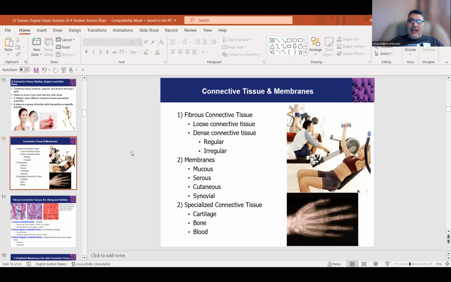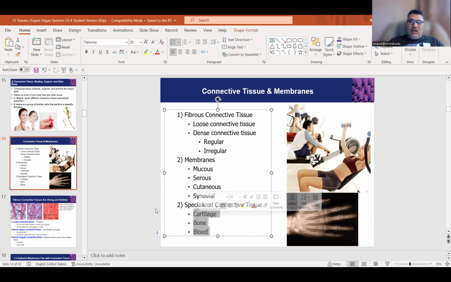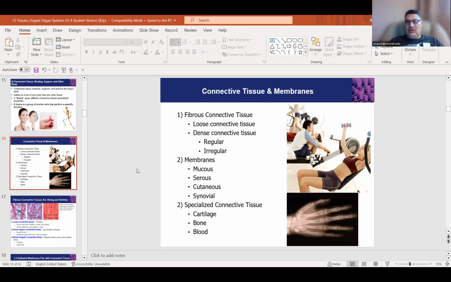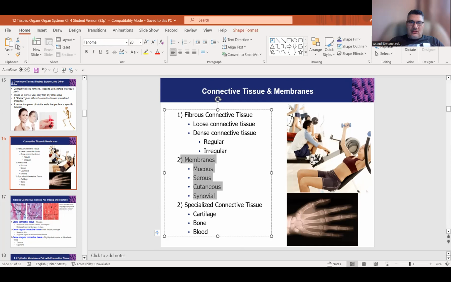This is one. Next one is membranes. This is also part of the connective tissue, like mucus, serous, cutaneous, synovial, and I will talk about it. It's a connective tissue. That's part of the membranes. Or it can be specialized, which is what I talked about. Blood, bone, cartilage, fat cells, tissue cells, lymph, all of these are called specialized, but it can be part of membranes.